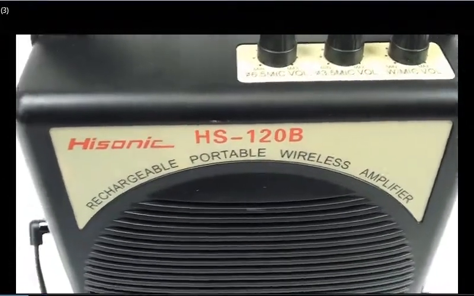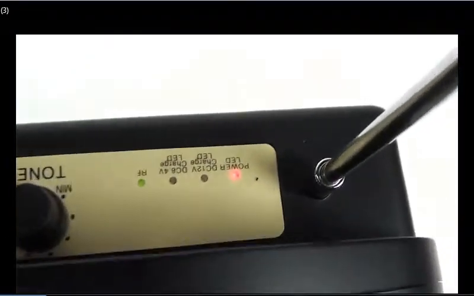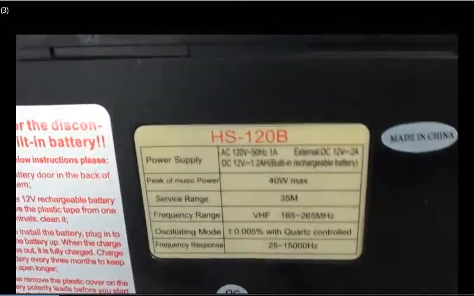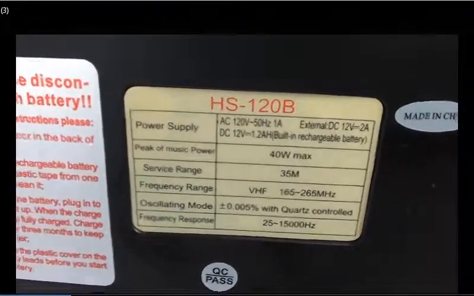Here's the plugins here. Here's the front with the model number. Here's where you can adjust the volumes, including the tone and echo. Here it shows you how it's on. Then on the back here is the voltage service range.